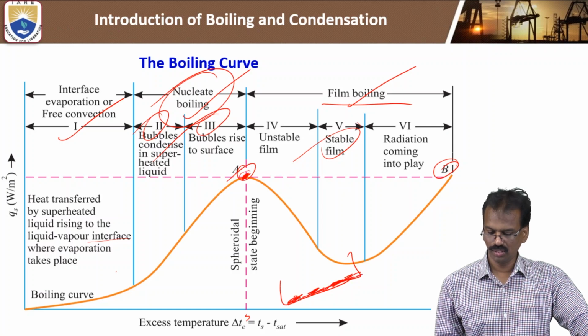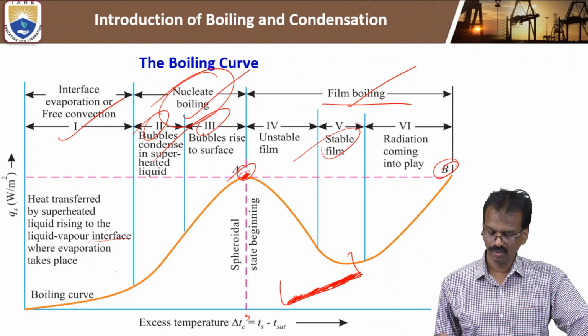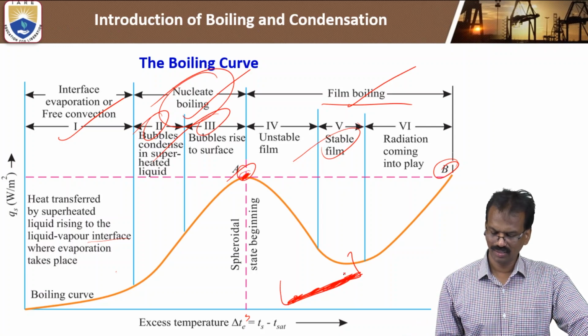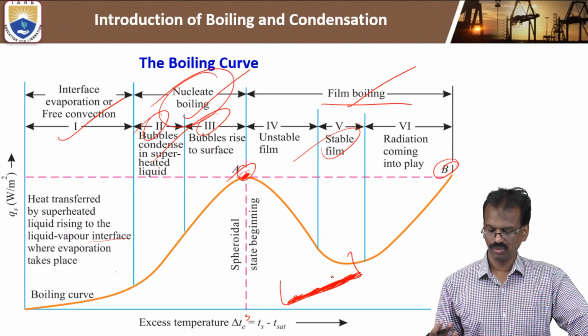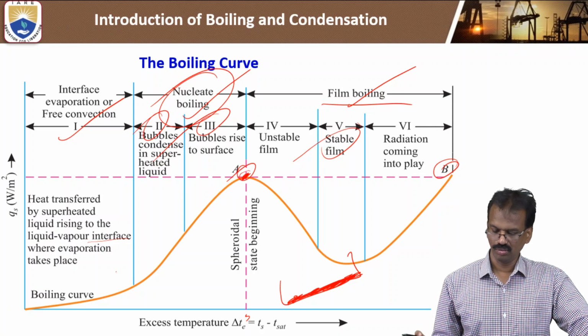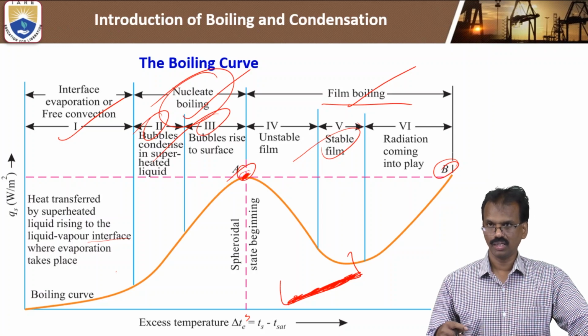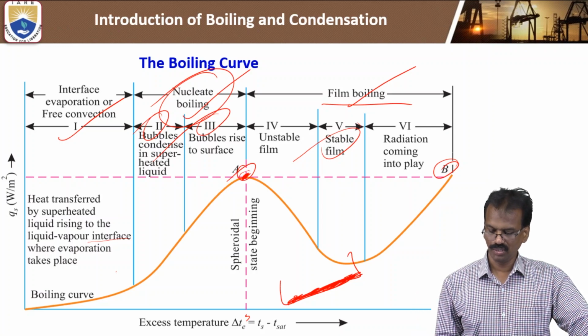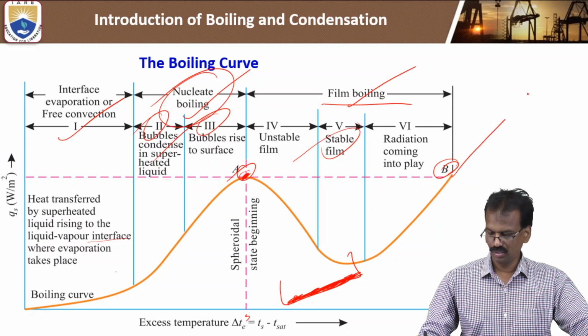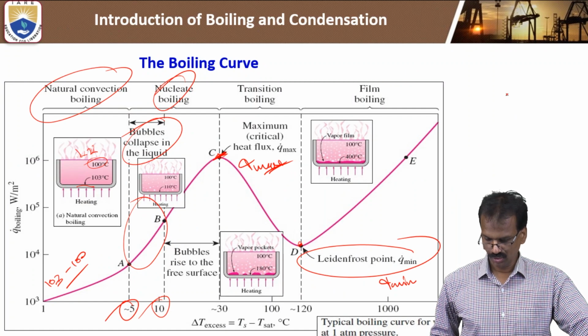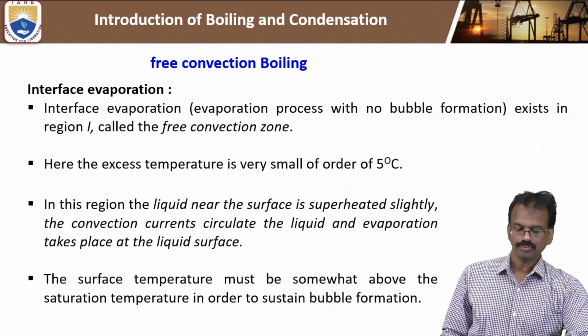Due to this stable film, we will see the radiation processes. Radiation means the layer acts as a solid surface. Due to this radiation, the heat transfer rate increases rapidly from the solid surface to the liquid. So it continuously increases here. We'll see some points regarding this.